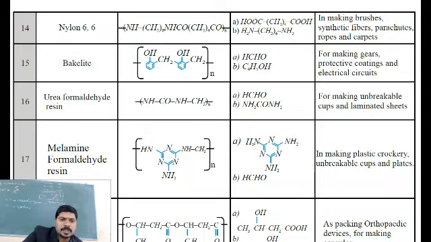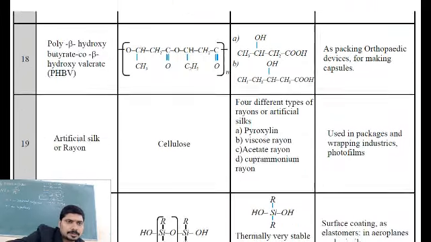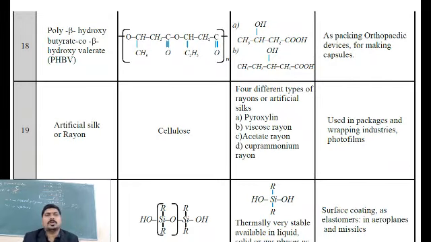And next one we are going to have polyhydroxybutyrate-co-beta-hydroxyvalerate. I already explained this one yesterday. That is going to be having 3-hydroxybutanoic acid and 3-hydroxypentanoic acid. When they undergo esterification, that is condensation by losing of water, alcohol and the acid, we are going to get the polymer called PHBV, which is a biodegradable polymer, which is going to be useful for packing, orthopedic devices and making capsules. This is what we discussed yesterday.